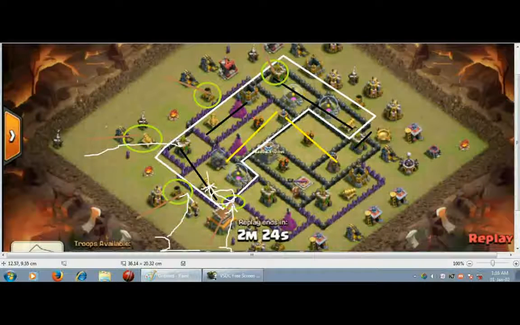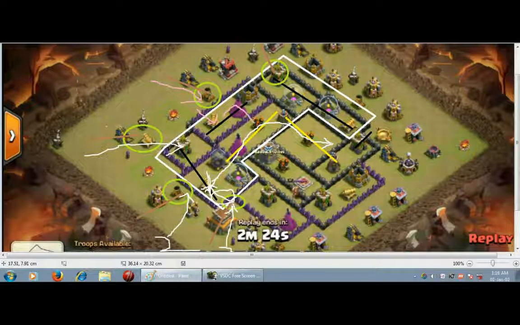So what he does is he comes in with more hog riders onto this cannon and gets this archer tower taken care of before this cannon is taken care of. What that does is his main group of hog riders stays inside the base, and it's going to stay inside the base for the whole remainder of the attack. Now that is what he exactly does with the second group of hog riders.